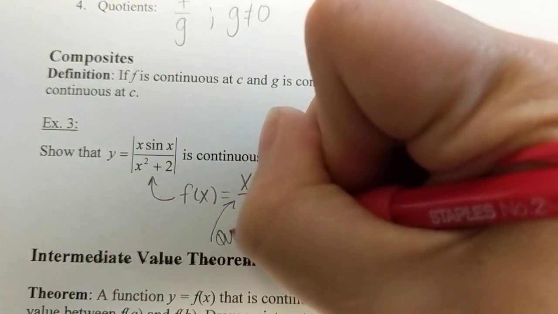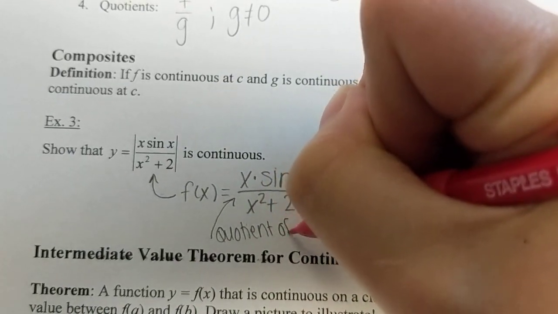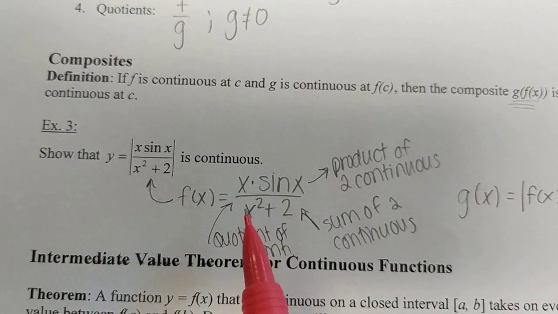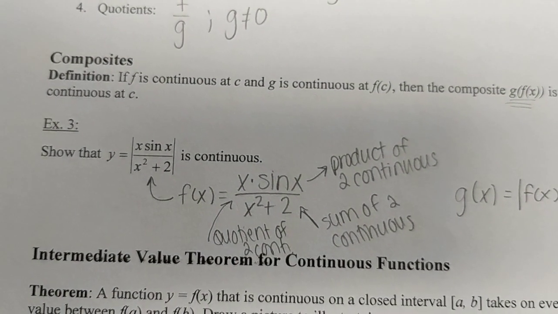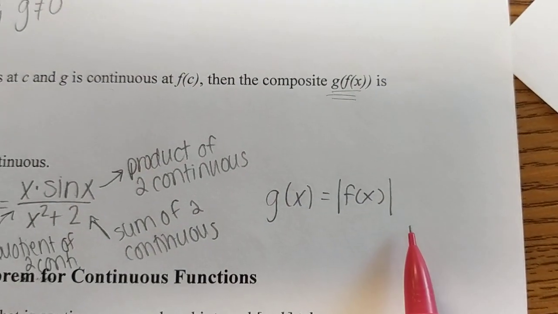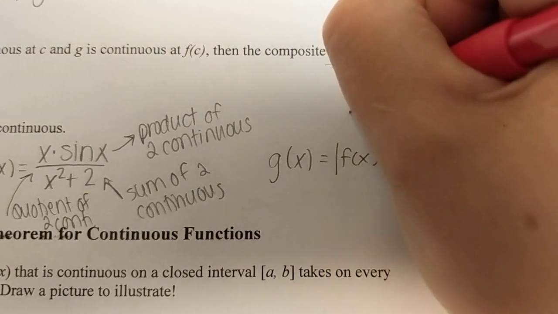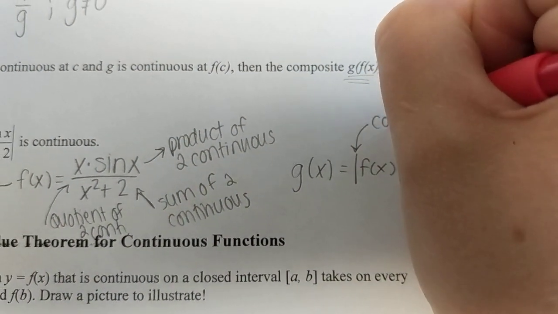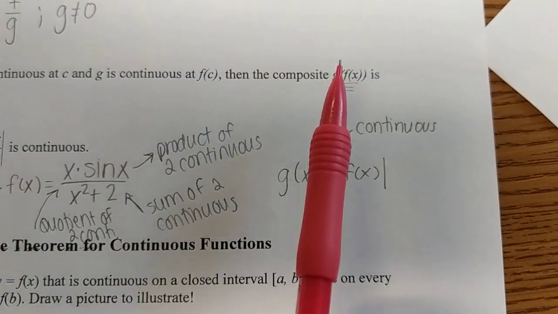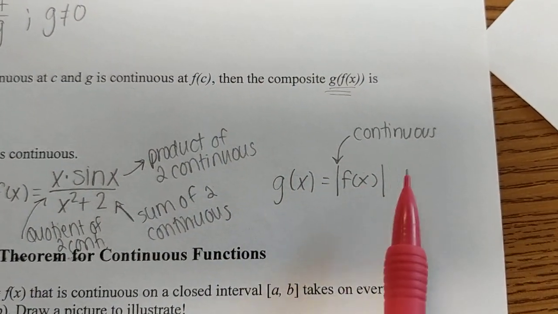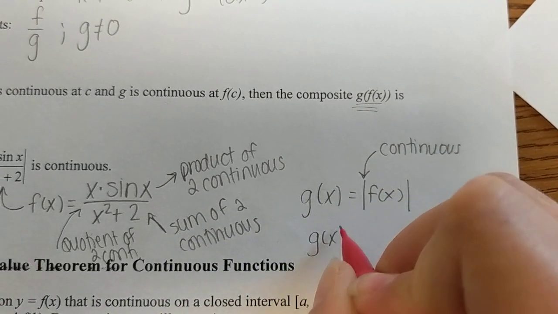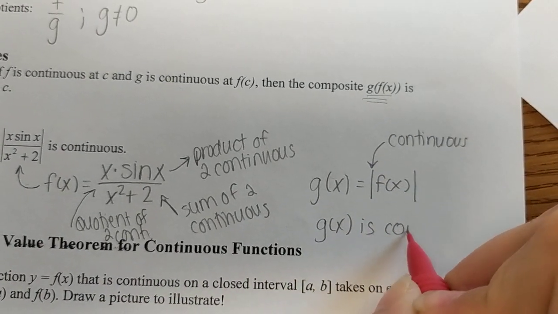So here I have the quotient of two continuous functions. So this f is continuous. And they said if f is continuous, then I can put it inside of absolute value. Now, absolute value is also a continuous function. So our composite definition says if I can take a continuous function and put it into another continuous function, then we can say g is continuous.